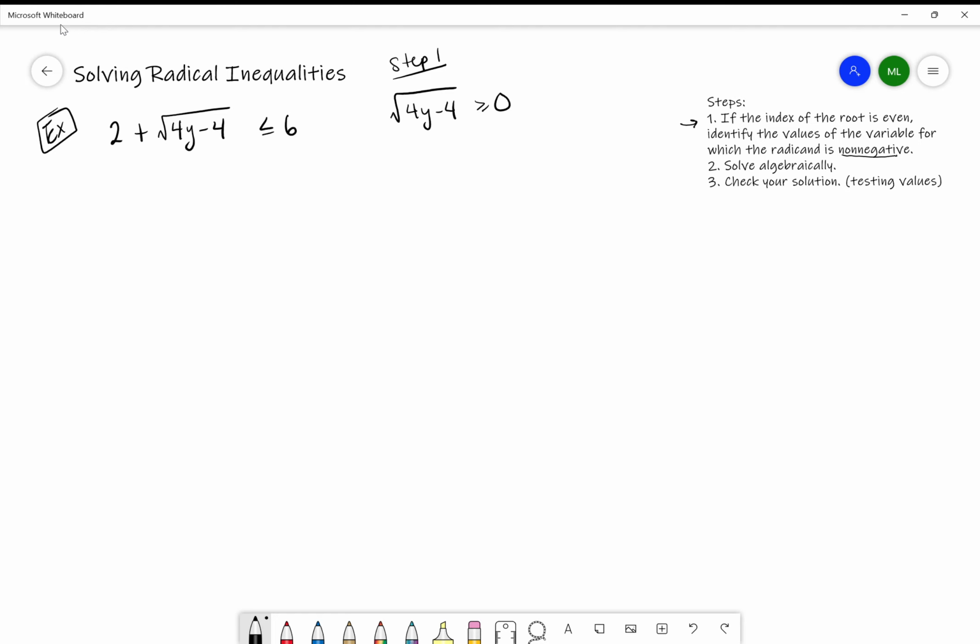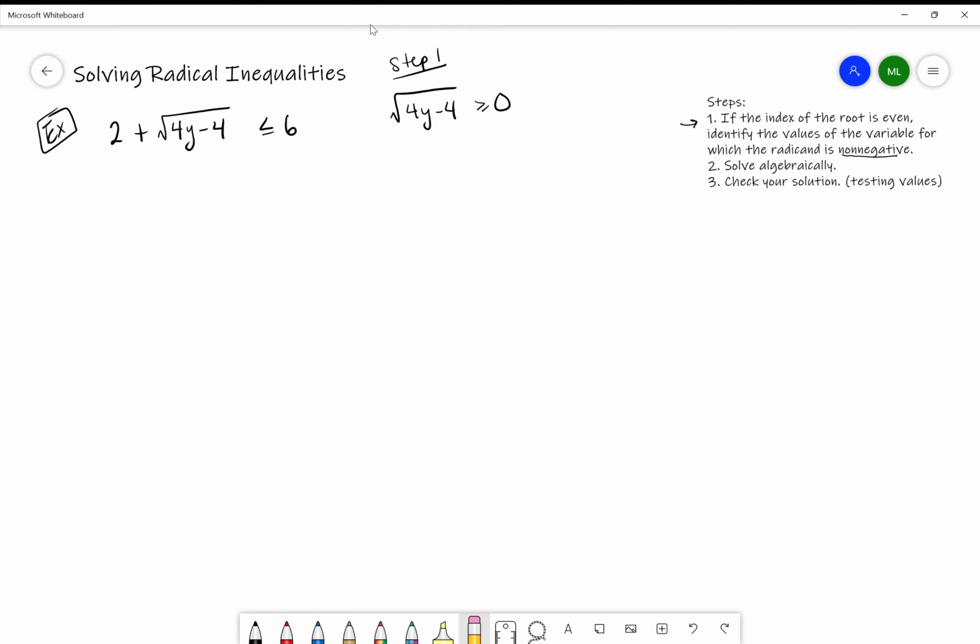The reason this only applies for an index of the root that is even is because I don't want any complex numbers. We only want real solutions. If it's less than 0, then I have a negative inside my square root, and I'm going to have a complex solution. That's not what we want. We want real solutions. So first, step 1, I have 4y minus 4 is greater than or equal to 0.